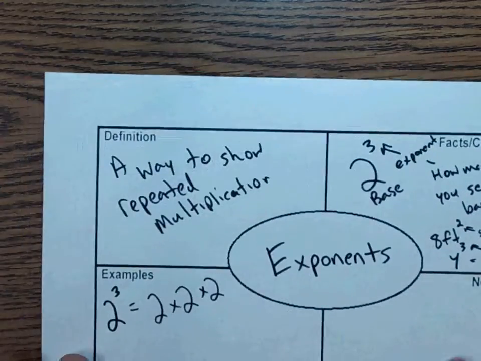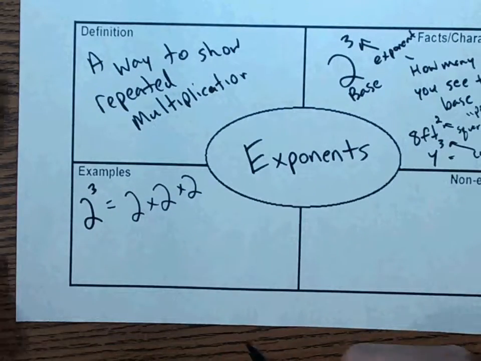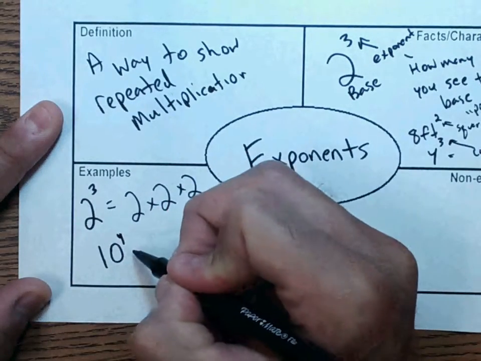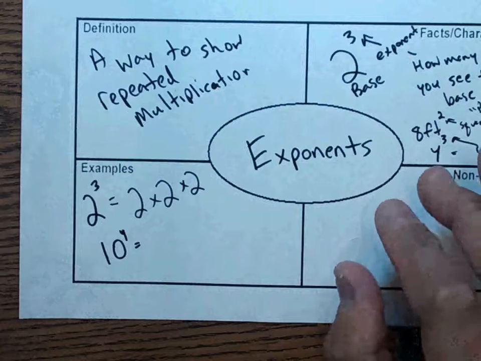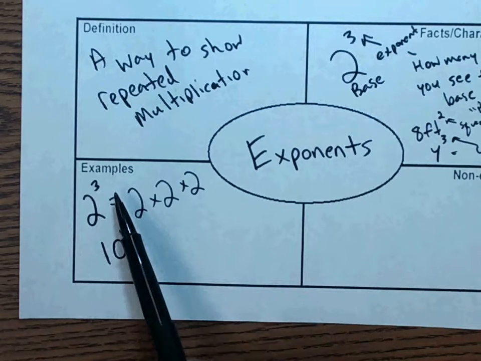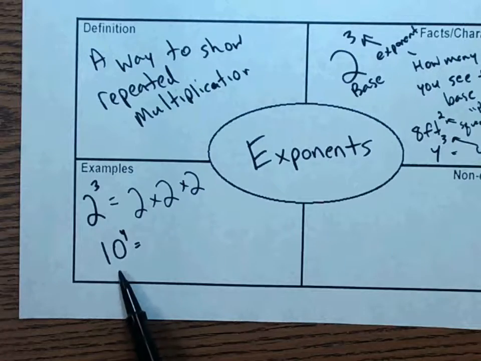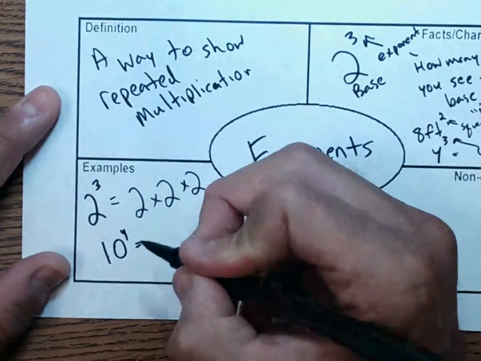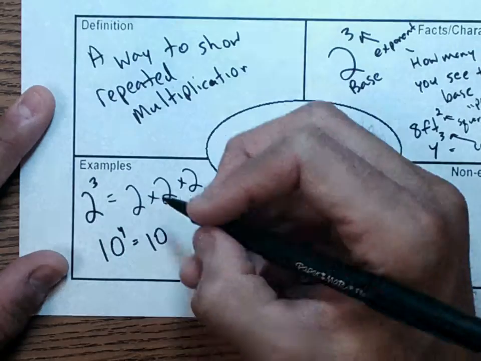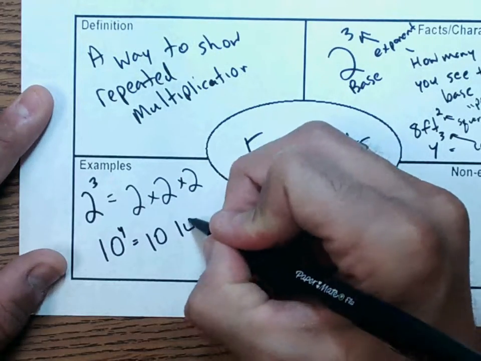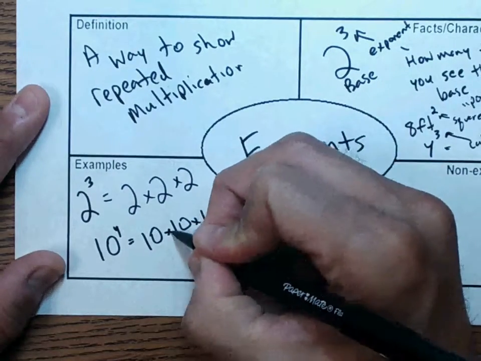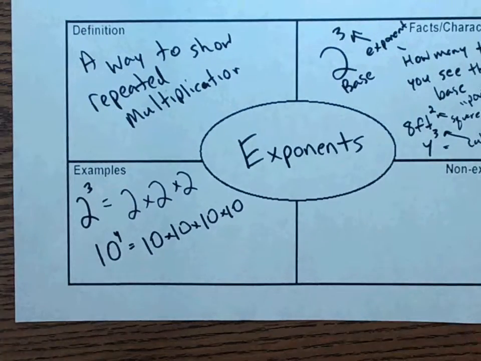So here we gave an example earlier. Let's write another example. I'm going to write a base of 10 to the 4th power. I want you to start with, how would I write that in expanded form? Expanded form is what we did here with 2 to the 3rd power. My base is 10, so that's the only factor I should use. My exponent is 4. That's how many times I should see my base. And you're always multiplying, because it's a way of showing repeated multiplication.